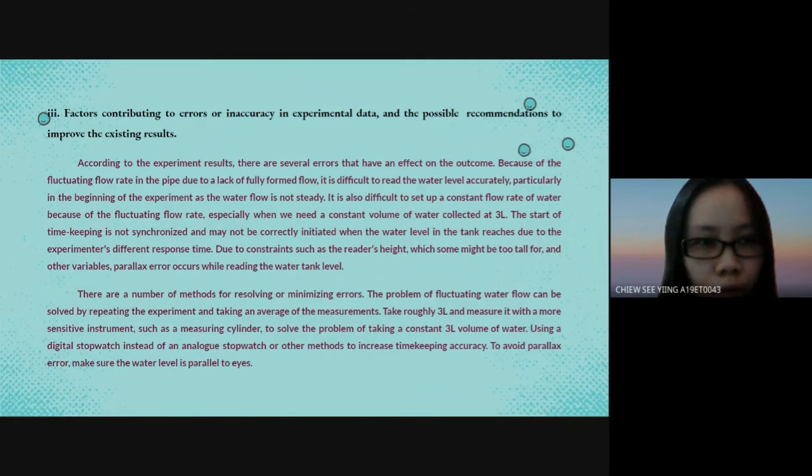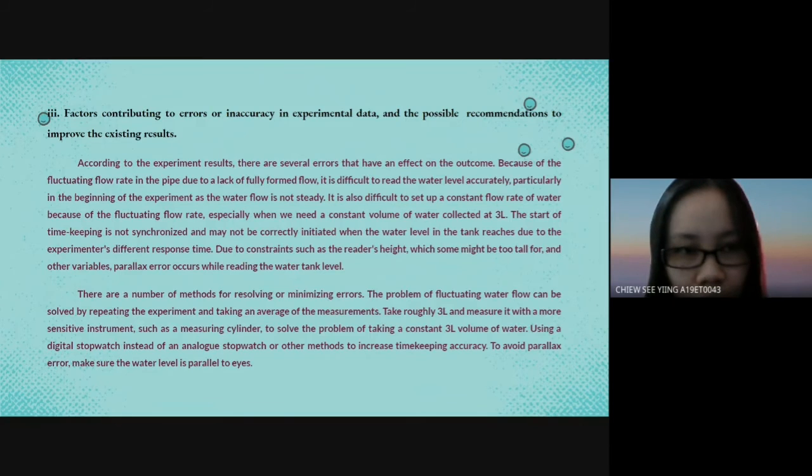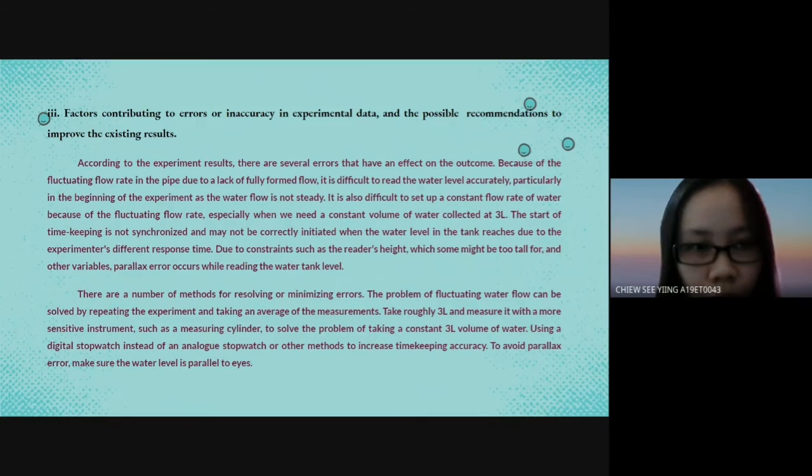The start of timekeeping is not synchronized and may not be correctly initiated when the water level in the tank rises due to the experimenters' different response times. Next, due to constraints such as the reader's height, which some might be too tall for, and other variables, parallax error occurs while reading the water tank level.